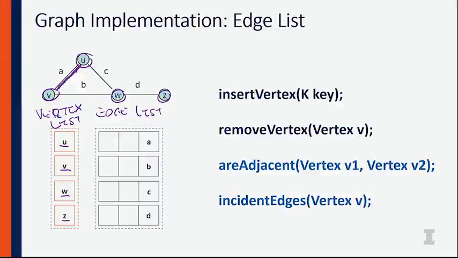So u and v are connected through edge A. Edge B connects v and w. Edge C connects u and w. And edge D connects w and z. Now we understand what it means to be an edge list. Now we can look at operations that we might perform on this edge list.